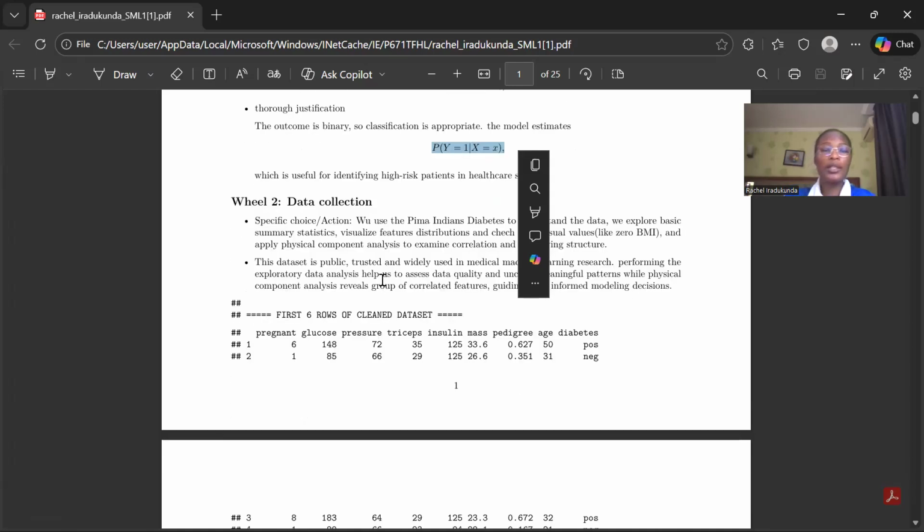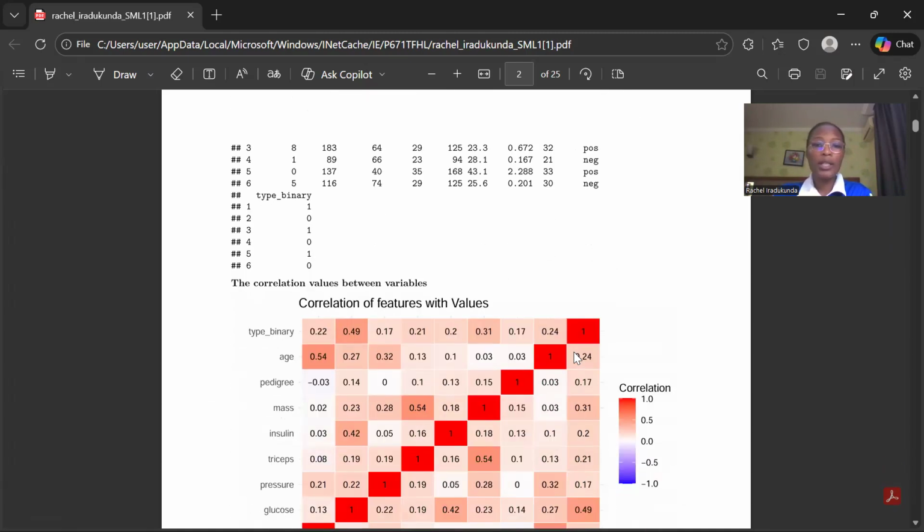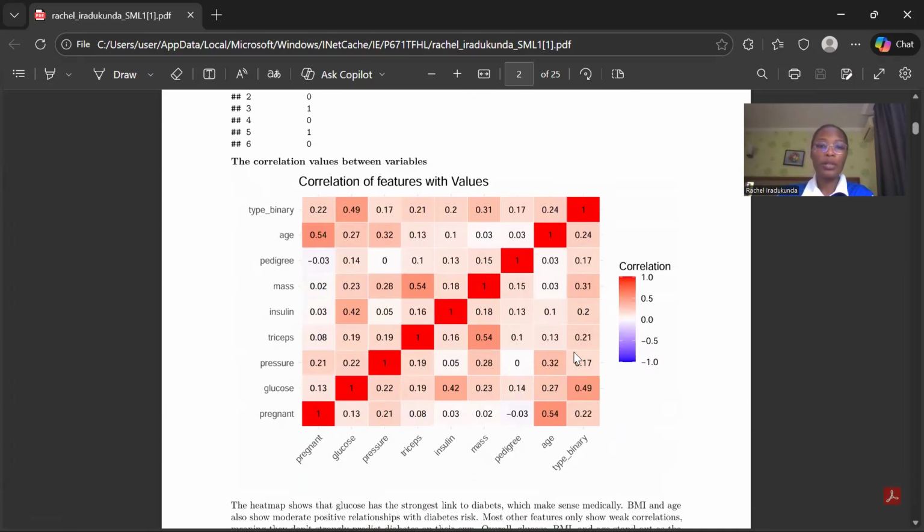Number 2 is about the data collection. This shows how the data was collected. As you see, you have 9 variables. The last one is diabetes, predicting positive or negative. On this rule number 2, we have the correlation. As you see, we have a certain correlation between binary type and glucose. Binary type is the same as diabetes or not, and also pregnant and age, and also glucose with this one, you saw it.